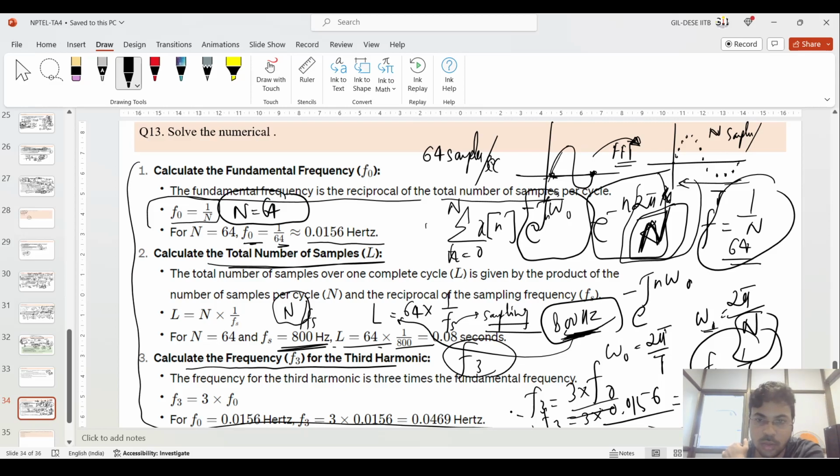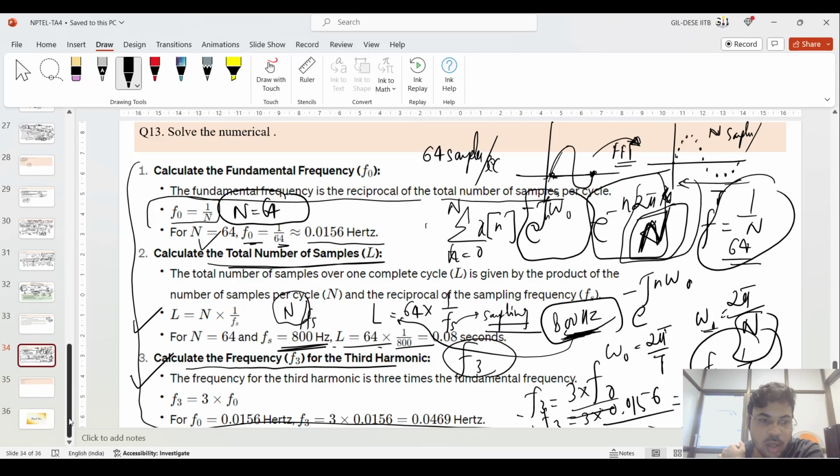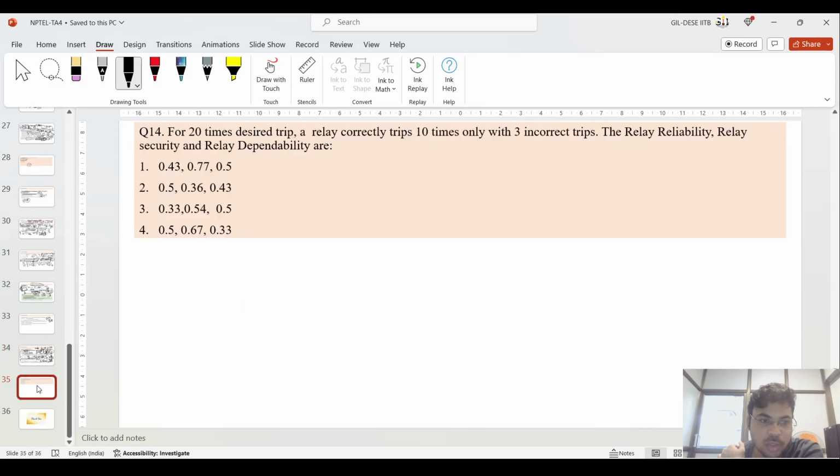That is one of the logics of how to transform this continuous domain signal into a discrete domain signal: by calculating what the fundamental will be, what the total number of samples will be, and what the third harmonic component will be.